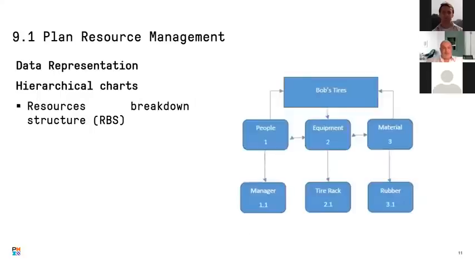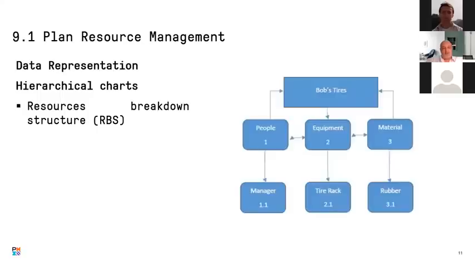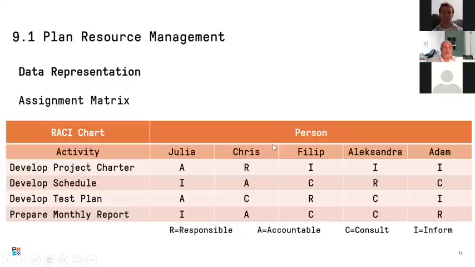One more hierarchical chart is the resource breakdown structure. It is not only about the organization as a whole, but here we are specifically talking about resources. So we are talking about people, we are talking about equipment, and of course the subcategories under each main category. One of the most important pieces of information, in my opinion, that we are going to come up with from this Plan Resource Management is the RACI, or the responsibility assignment matrix.